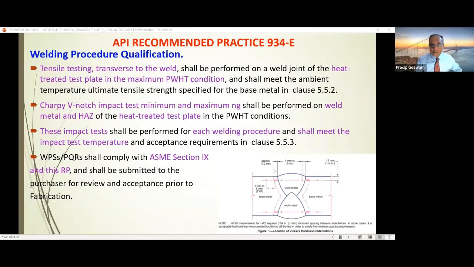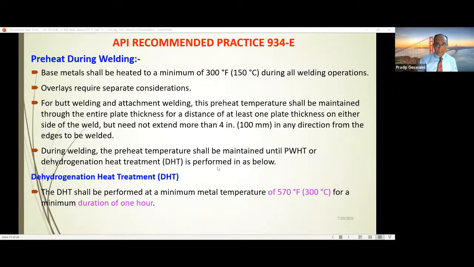So this is a cross-sectional view of how you carry out the hardness testing as per this RP. And Charpy impact definitely needs to be done at minus 18 degrees centigrade, and whatever values are specified in your code or the purchase specification have to be adhered to. And preheating generally is very common. 150 degrees centigrade is the typical minimum value, but one has the flexibility of going higher than that. But again, this preheating and control of interpass temperature should follow the values which are adopted for the procedure qualification.